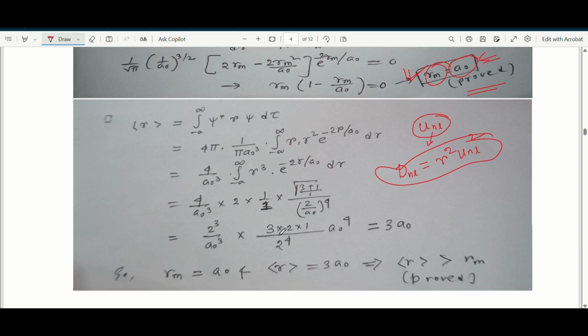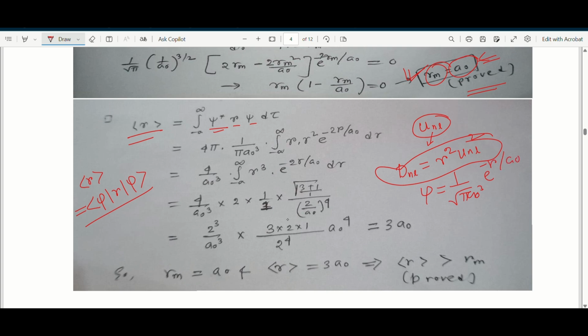Next, we need to find the expectation value of R, and after that we need to show the expectation of R is higher than the most probable value. So what is the expectation value in bracket notation? The expectation value of R will be psi R psi, that is, the integration from minus infinity to plus infinity of psi star R psi. So psi is 1 by root over pi a naught cube e to the power minus r by a naught.